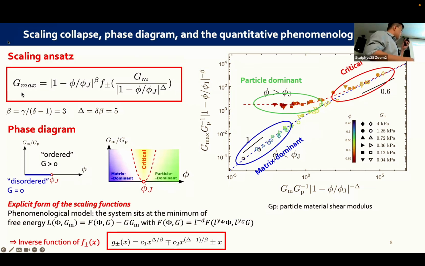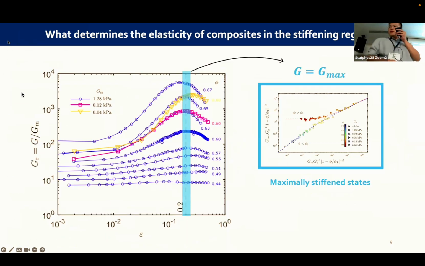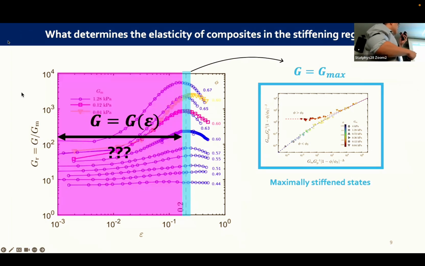So aside from this physical insight, we can actually also construct some phenomenological model by assuming that the system should sit at a minimum of some phenomenological free energy, with this free energy having some scale invariant form describing the jamming transition. So I don't want to go into details of that. So far so good, but we appear to only be able to model this maximally stiffened state, which is only a limit of the strain stiffening regime. So what happens in other states, which apparently depend on strain, and our model so far doesn't depend on strain.